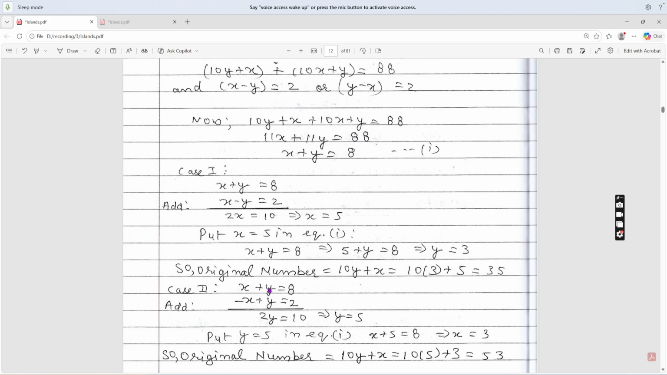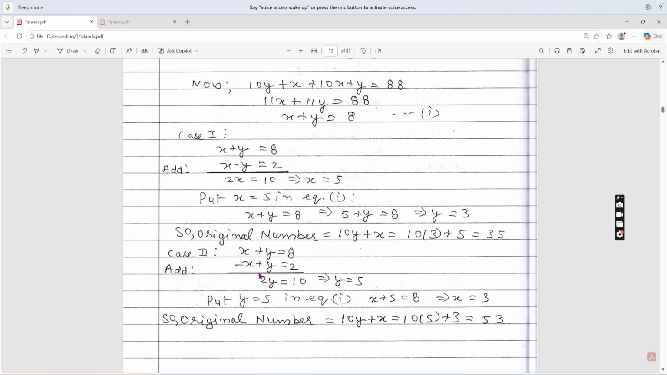Now case 2: x plus y is equal to 8, that we know, and y minus x is equal to 2. y minus x can be written as minus x plus y, that is equal to 2. Now we add, and x and minus x give 0, y plus y is 2y, and 8 plus 2 is 10. So y is equal to 10 upon 2, that is 5. So here we put y is equal to 5 in equation 1. What is equation 1? x plus y is equal to 8. So x plus 5 is equal to 8, so x is equal to 8 minus 5, that is 3.